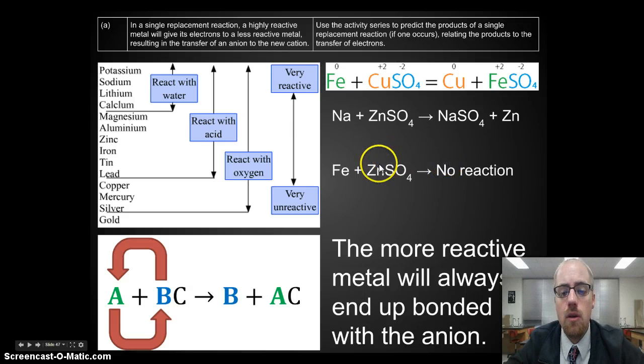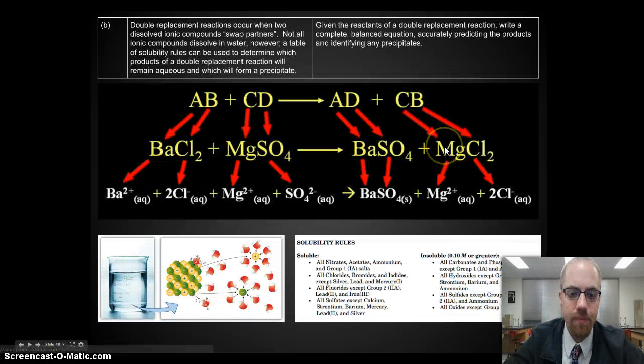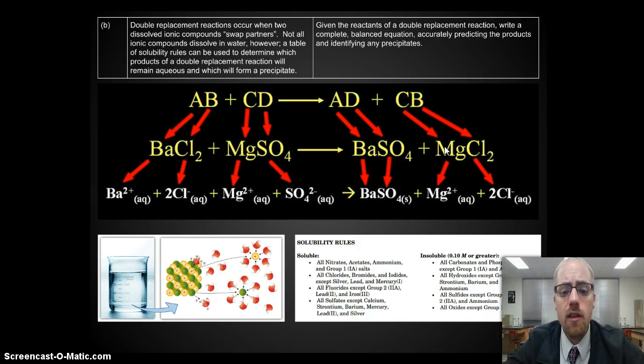In order for there to be a reaction with zinc sulfate, you need to have something higher on the list replace the zinc. Otherwise, no reaction will occur. So that was single replacement reactions, and we can expand this a little bit further into double replacement reactions, where instead of one thing displacing another, we see two partners swapping places.